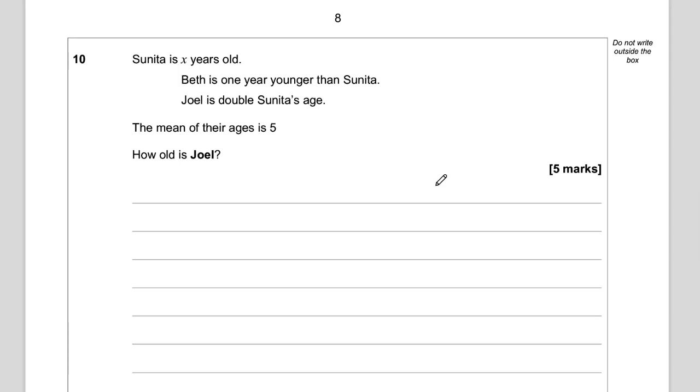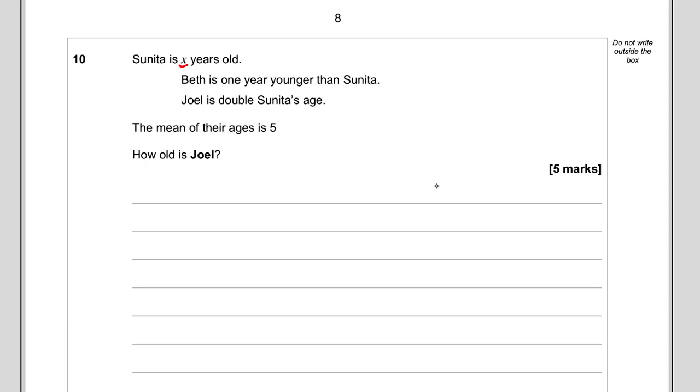Question 10. Sunita is x years old. Beth is 1 year younger than Sunita. Joel is double Sunita's age. The mean of their ages is 5. How old is Joel? Okay, so Sunita is x.